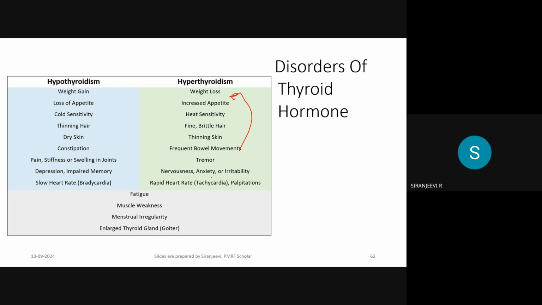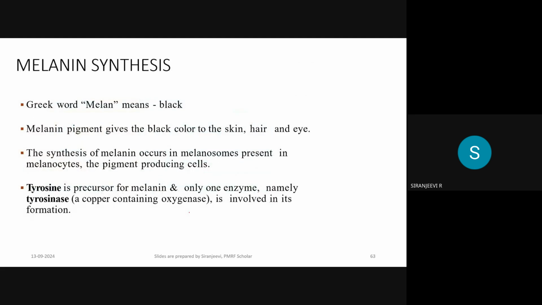That is called tachycardia, and palpitation will be there. There are some common symptoms, that is fatigue, muscle weakness, menstrual irregularity, and enlarged thyroid gland also. People have seen this in the case of goiter.